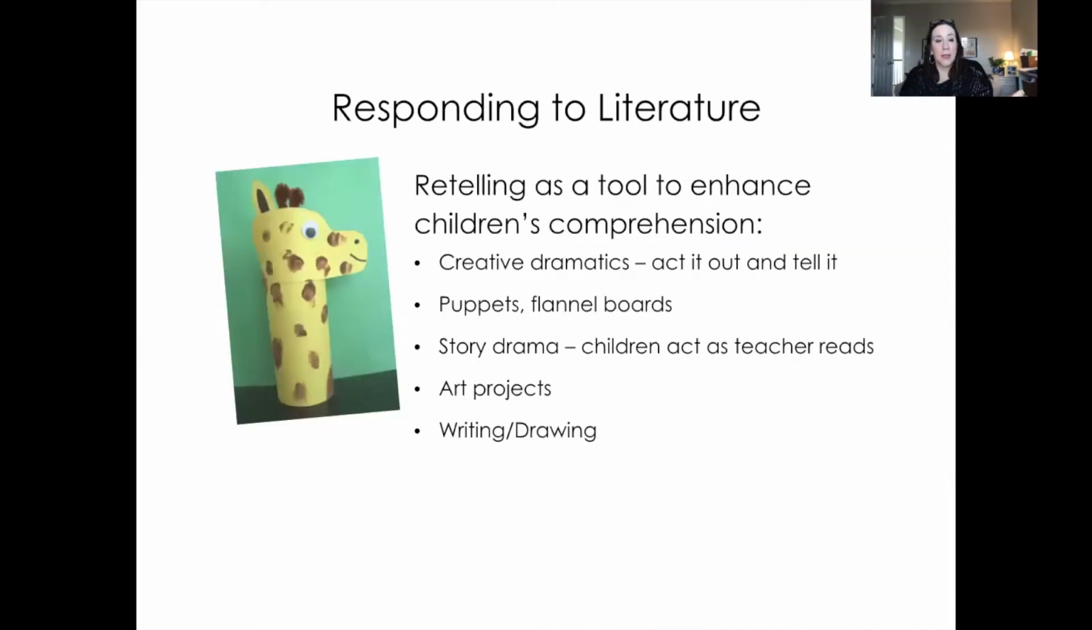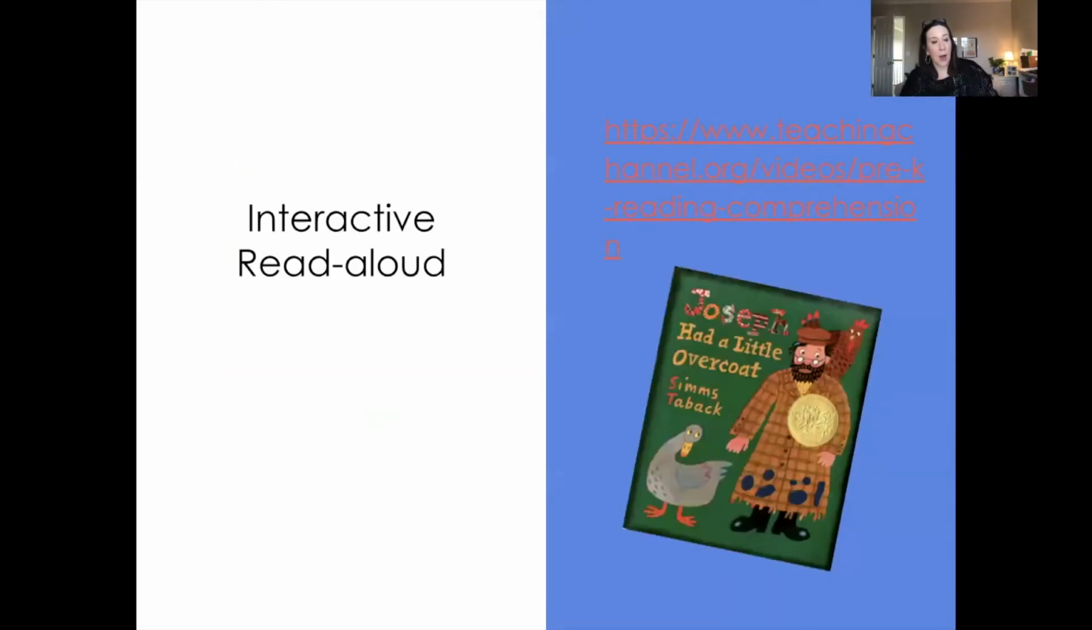Additional things that you can do to help children in a read aloud are act it out, right? Puppets and flannel boards, we've talked about that. The children can act it out as you read it. Art projects and writing and drawing based on the book, all kinds of things to help you help children engage in a read aloud in a way that is beyond just sitting and listening while you read a book.